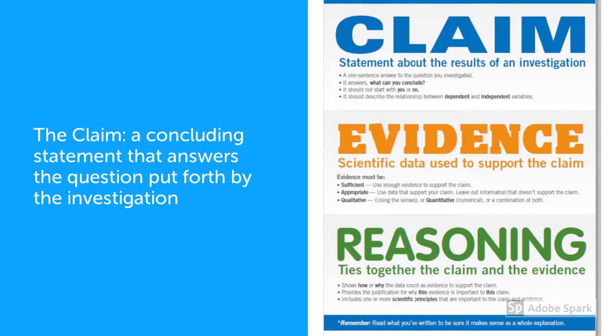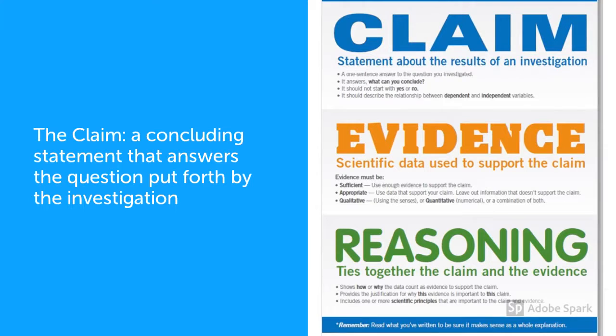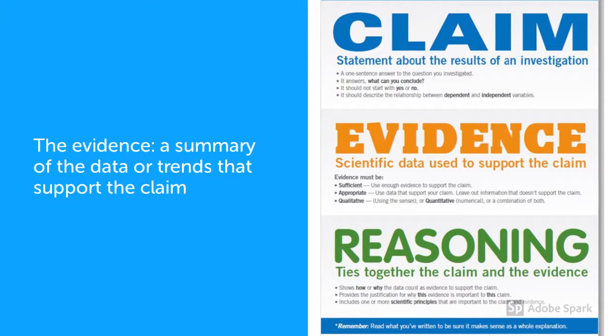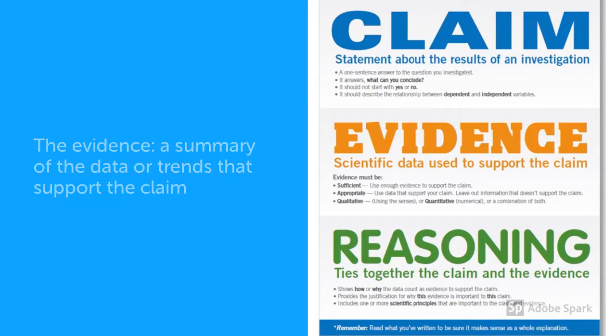To start their writing, students state a claim, which is a concluding statement that answers the question put forth by the investigation. In this case, students will answer what are the identities of their unknown substances within the mixture, and are these substances toxic to humans or animals. Next, students will use evidence from their investigation to support their claim. This is a summary of the actual qualitative and quantitative data or trends that they observed while they tested.